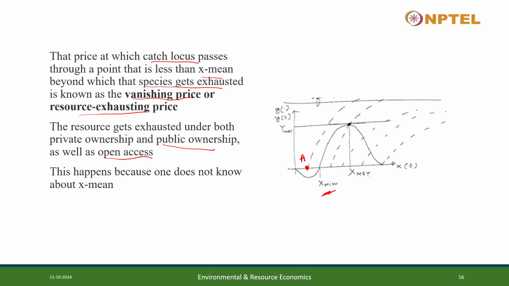The main reason for extinction of resources is not knowing the x minimum condition. Okay, so this is not x min, this is the x min.